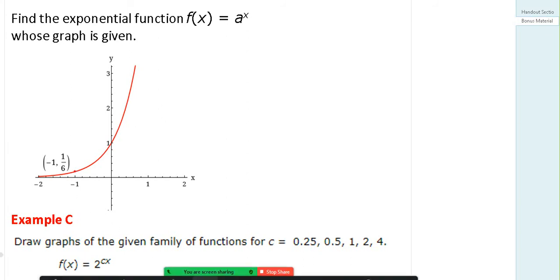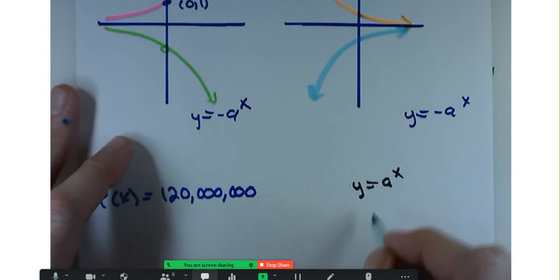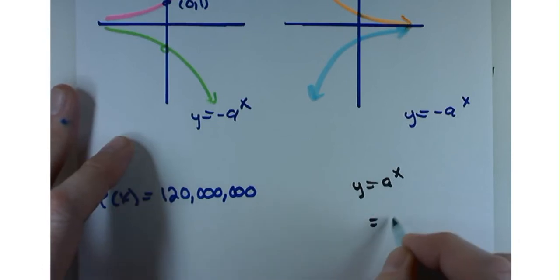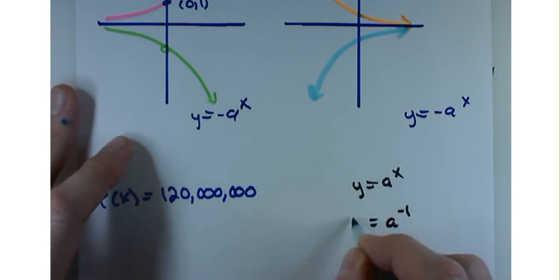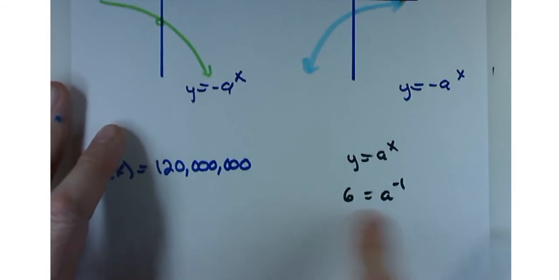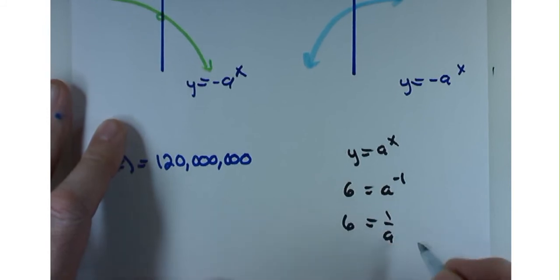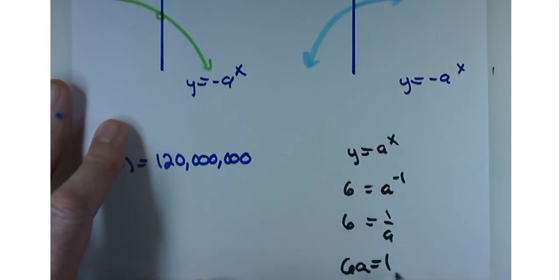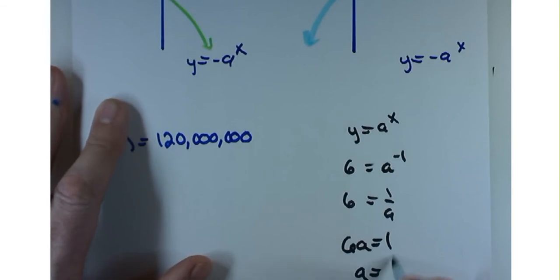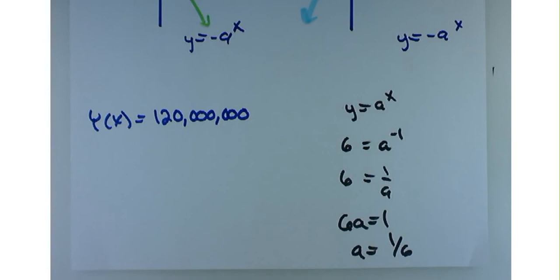And if this graph passes through the point -1 and 6, that means -1 for x gives me 6 for y. Or 1 over a equals 6. Multiply both sides by a, I get 6a equals 1. Solve for a, I get a is 1 over 6. Done.